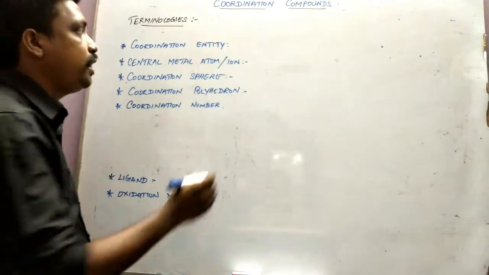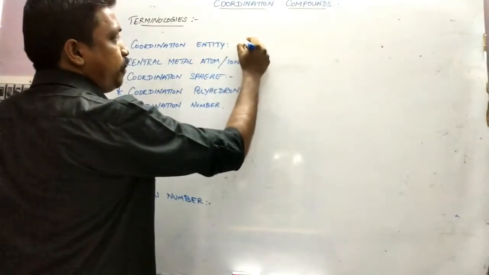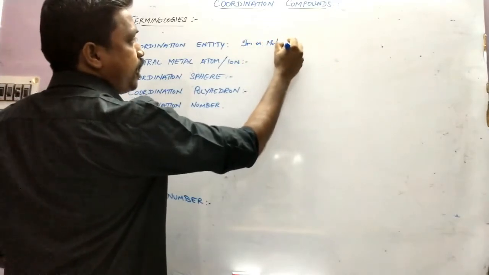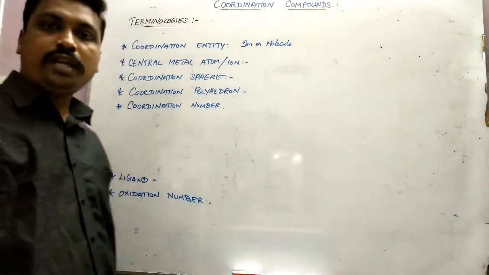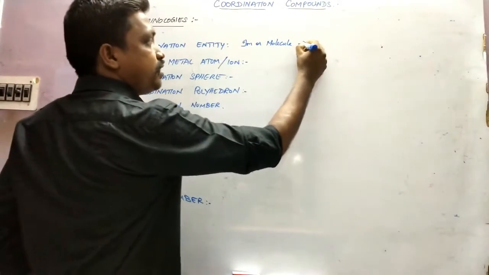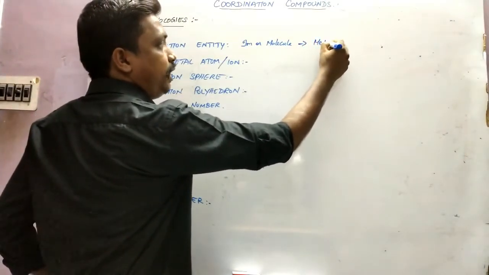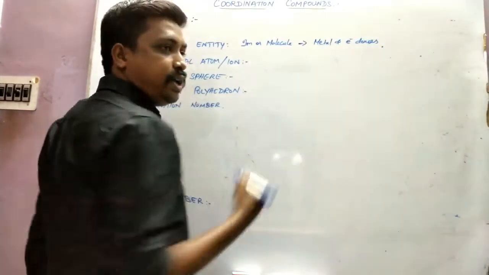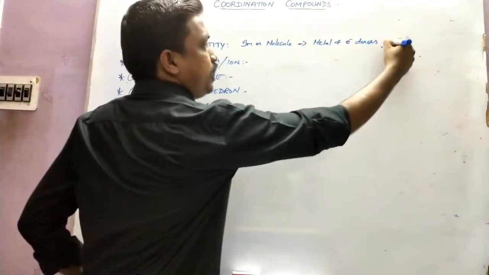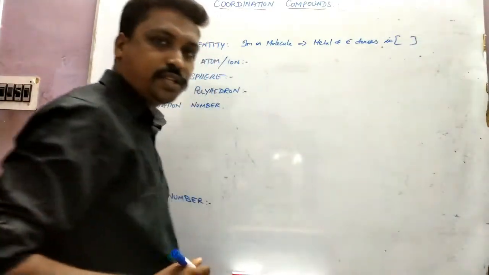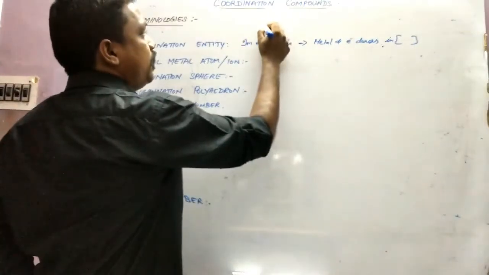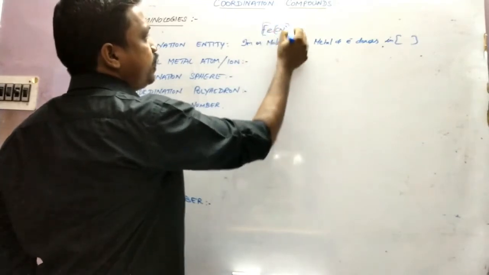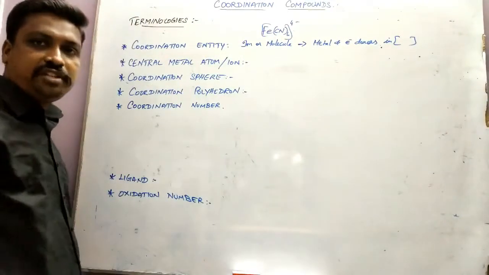It is an ion or molecule, right? Which consists of metal and electron donors, in square brackets. Consider an example: [Fe(CN)6]4-. It is a coordination entity.